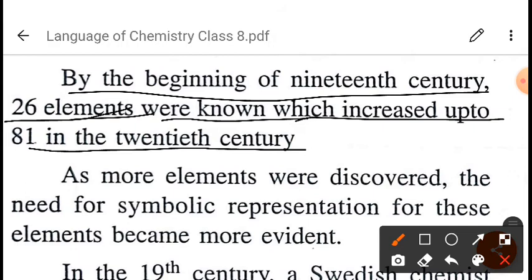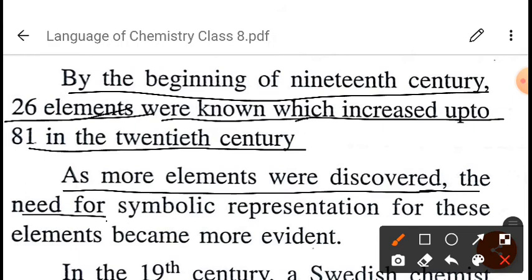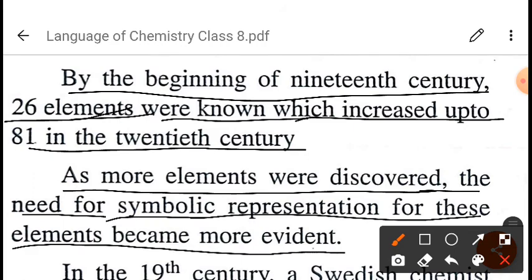Now, as we know, as more and more elements were discovered, the need for a symbolic representation of the elements became more and more evident, right? Because as more elements were discovered, it became very difficult to represent each and every time that element with its full name, right? So there was a need to symbolize the element.